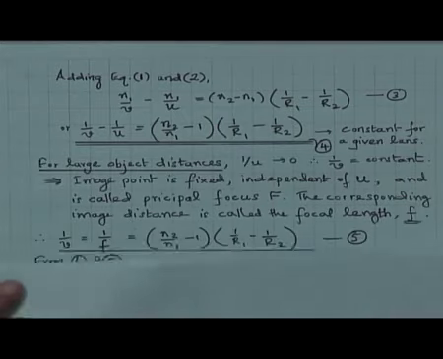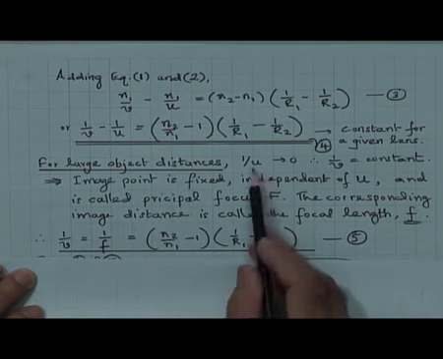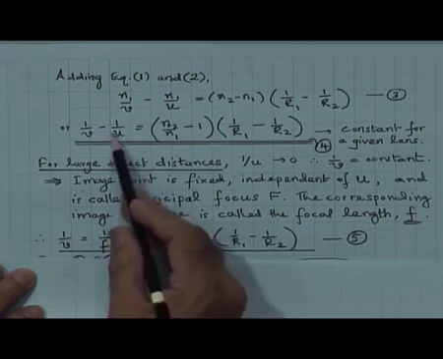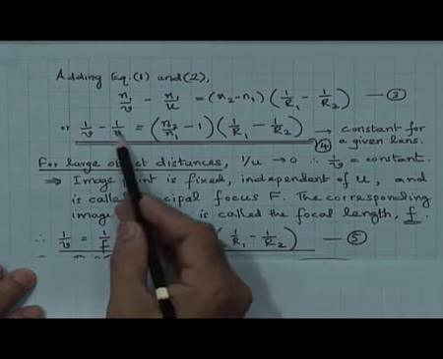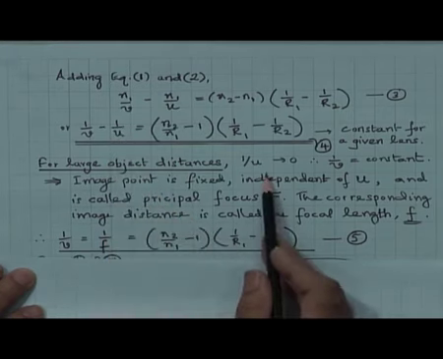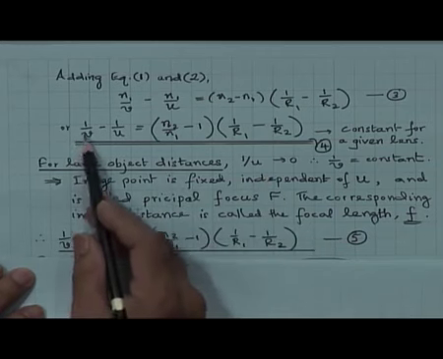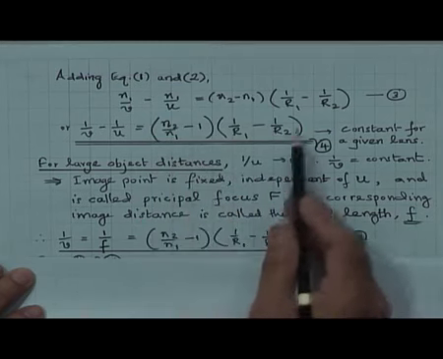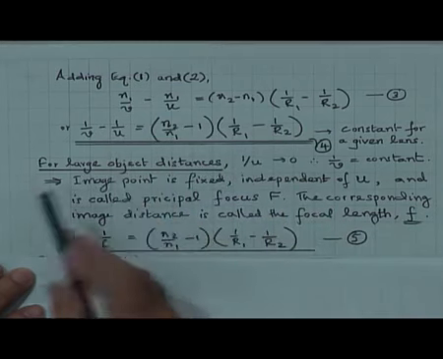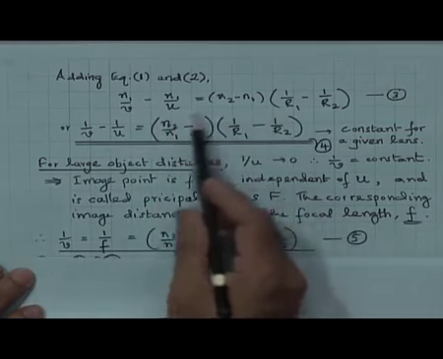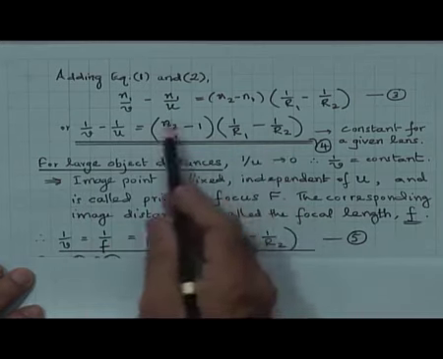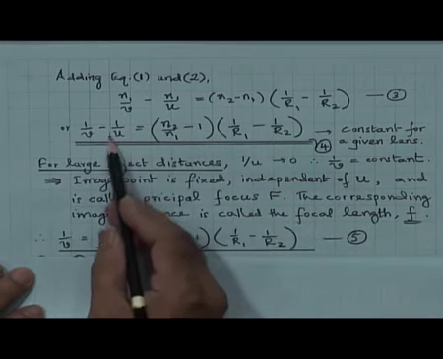Now, for large distances, so let us look at this. For large distances, 1 by u tends to 0. When the object distances are large, when the object is at infinity, let us say, 1 by u tends to 0. This means that we have 1 by v is equal to a constant. What is there on the right hand side is a constant, it has nothing to do with u, whatever be the position of u, it does not depend on the position of u. Therefore, for large distances we have 1 by v is equal to a constant which is independent of u.